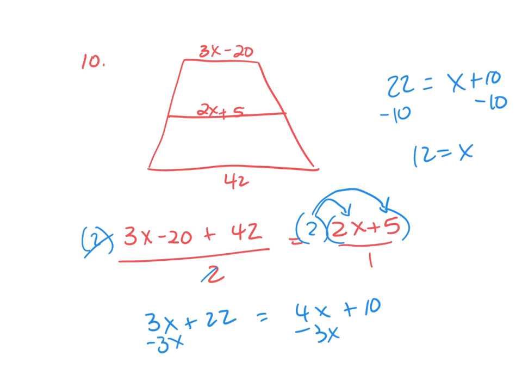On number 10, they're finding the length of the median. So what are we going to do with that x? Plug it into what? Oh, sorry. Yeah, we're going to put it into DE. So this one you do have to plug in again. It's 2 times 12 plus 5, which is 29, I believe.